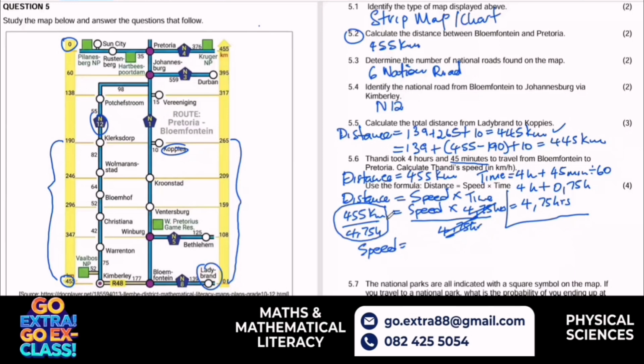Speed is going to be equal to... So now when you divide this, how much do you get? I'm sure that on your calculator, we are getting 95,789, and there are also numbers that continue there. But remember, you can round off your answer to 2 decimal places.